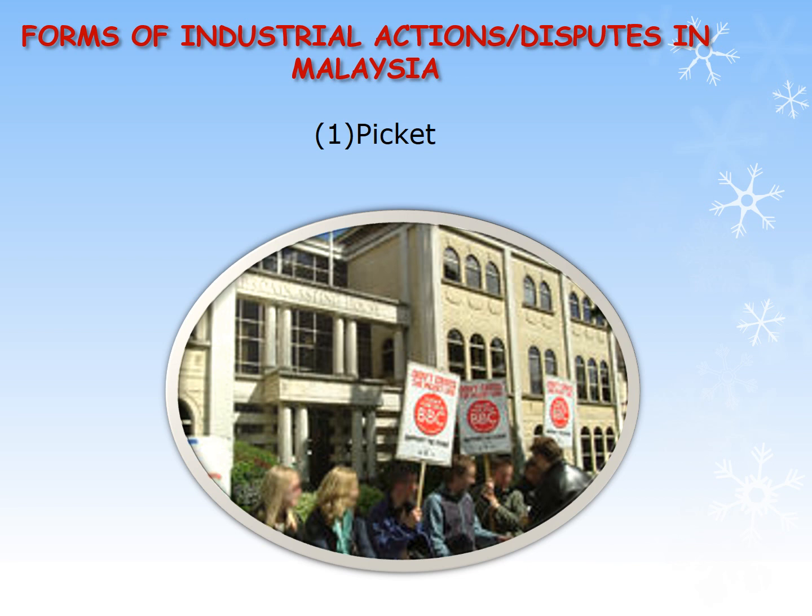Now we are going to look further into the forms of industrial actions or disputes in Malaysia. Number 1 is picket. So picket is a form of peaceful gathering with more than one person conducted near or around the place of employment where a dispute has occurred. Picket is provided under Section 40(1) of the IR Act 1967.